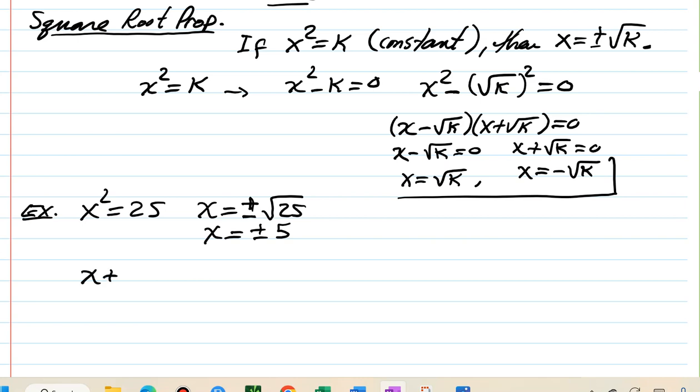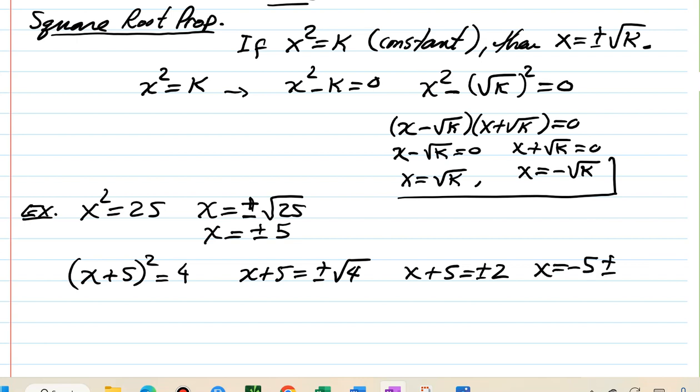Another example, this time I have x plus 5 squared is equal to 4. Notice I don't have just a single x, I actually have an expression. And this becomes x plus 5 equals plus or minus square root of 4. And the next step, x plus 5 is equal to plus or minus 2. If I subtract 5 from both sides, the first x is going to be negative 5 plus 2, that's negative 3, and the second x is going to be negative 5 minus 2, negative 7. And there you have this one.